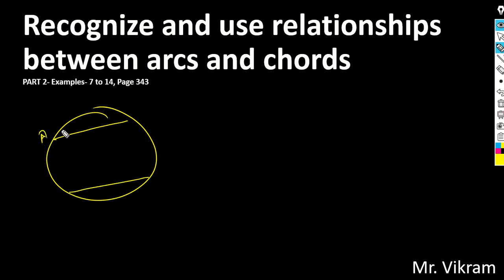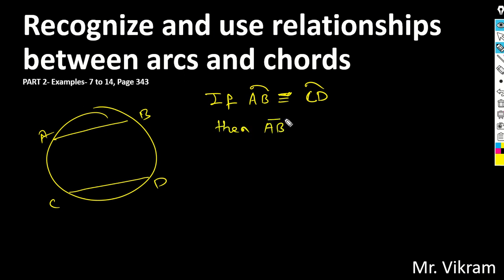let me say A, B, and now in this case, if arc AB is congruent to arc CD, then chord AB will be congruent to chord CD. So for example, if this and this are congruent, then chord AB is congruent to chord CD, right? So this is concept number one.